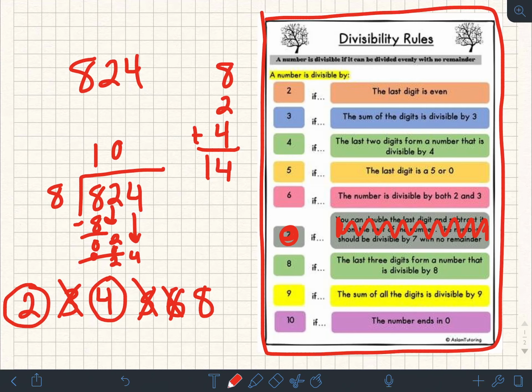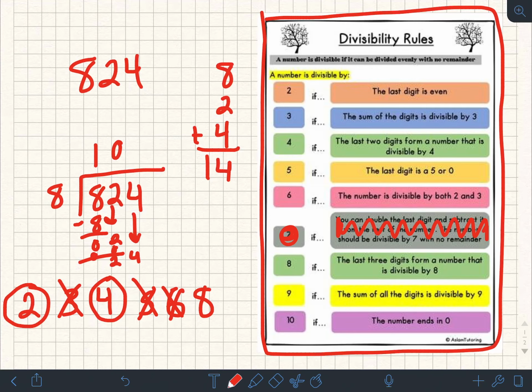So I'm just going to make up a number, 824. We can just go down the line and see if 824 is divisible by all of these other numbers. So is this divisible by 2? If the last digit is even, it's divisible by 2. 4 is an even number, so it is divisible by 2.